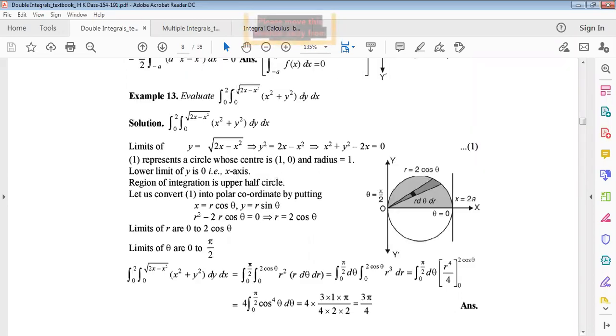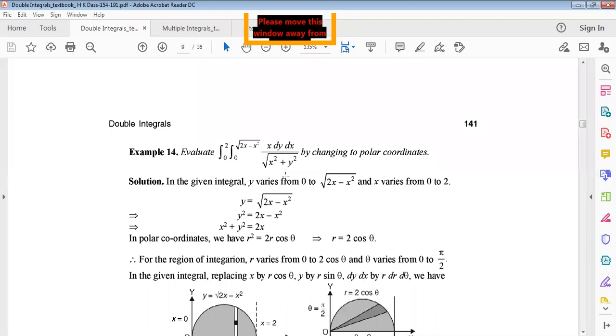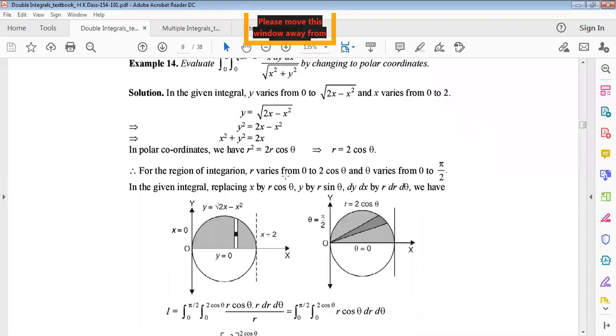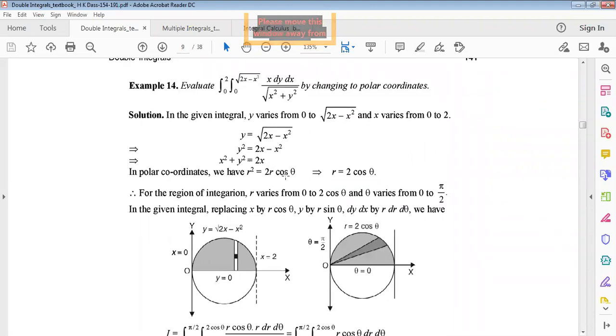Similar process, you can evaluate this one, using the similar gamma function formula for cos to the power 4 theta d theta. And 13 and 14 will be homework for you.